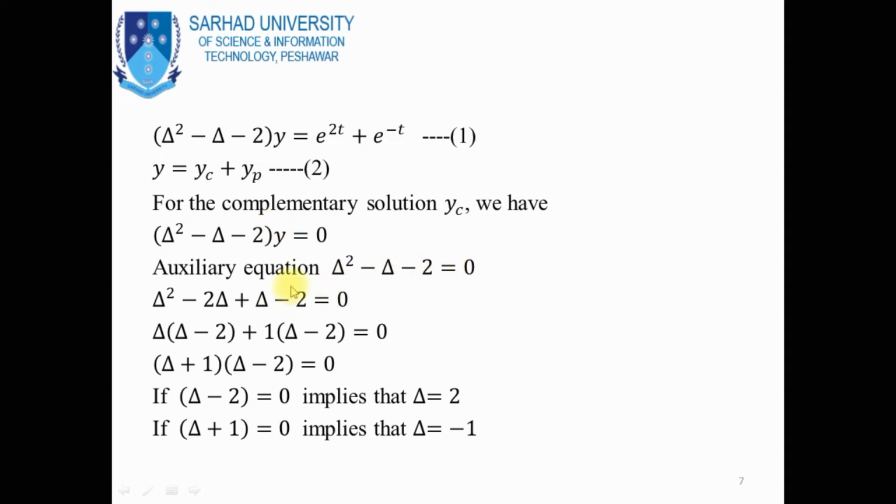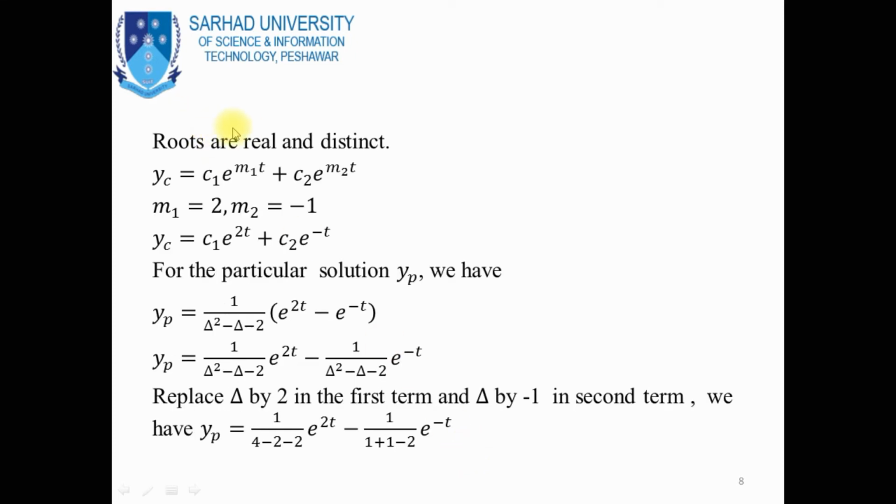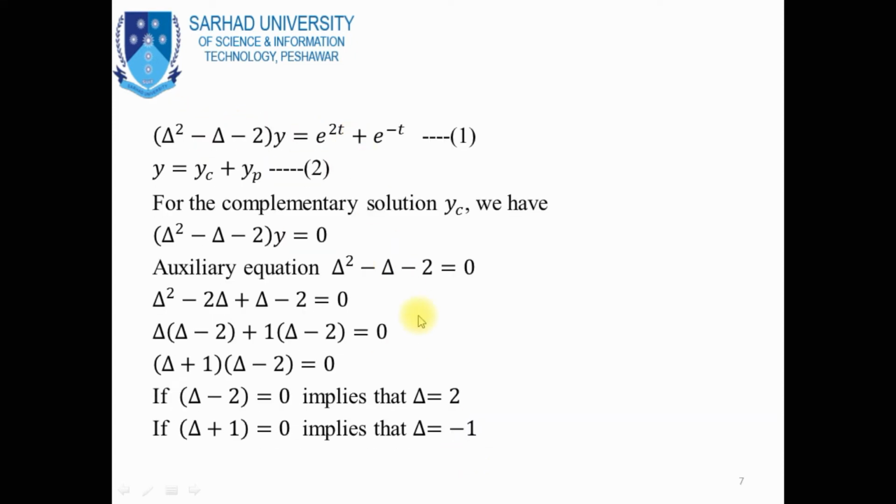So by sum and product we obtain delta square minus 2 delta plus delta minus 2 is equal to 0. Now taking common delta from these two terms, delta into delta minus 2 plus 1 into delta minus 2 is equal to 0. Now we can write delta plus 1 into delta minus 2 is equal to 0. If delta minus 2 is equal to 0, this implies that delta is equal to 2, and delta plus 1 is equal to 0 implies that delta is equal to minus 1. Now roots are real and distinct.